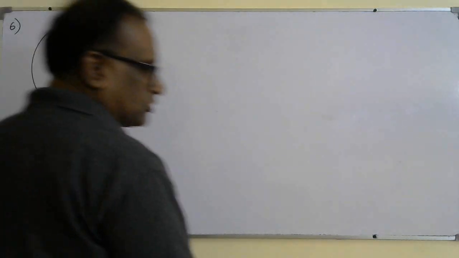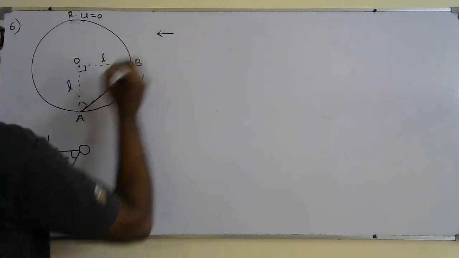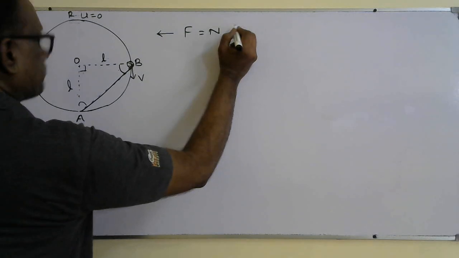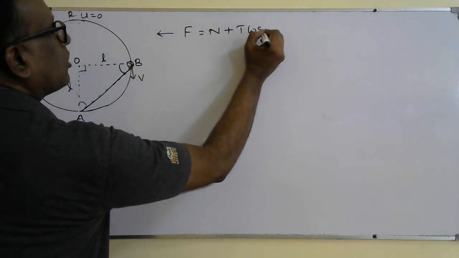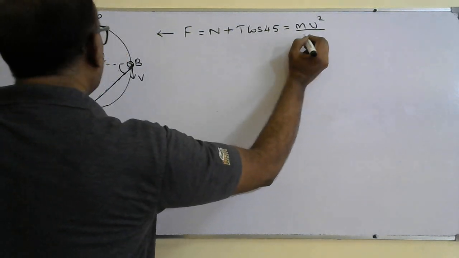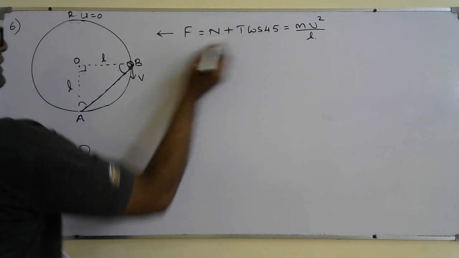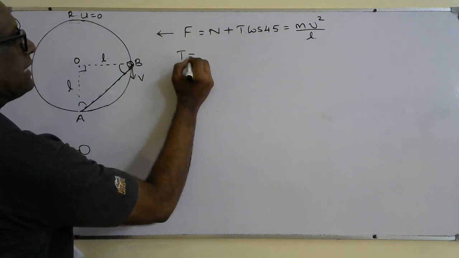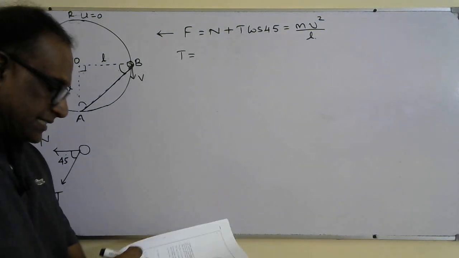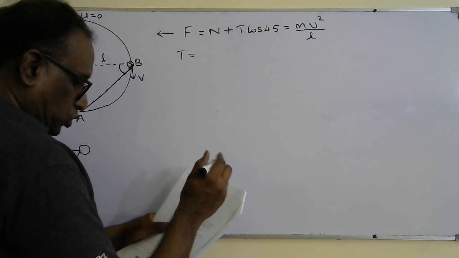So the centripetal force is the resultant force towards the center: N plus T cos 45 equals mv squared over r, where r is L. Right. So we know what the tension could be when it is at B. We already got it. Tension is equal to... we found the extension in the A part, that is L into root 2 minus 1.